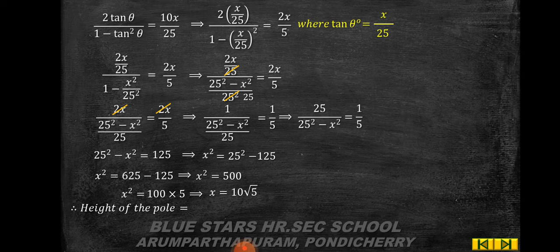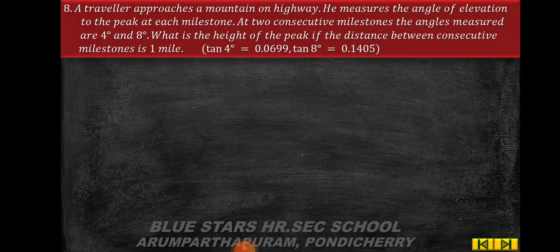Therefore, the height of the pole is equal to 10x. Now we find the value of x is equal to 10 root 5. So 10 into 10 root 5, which is equal to 100 root 5. Therefore, the height of the pole is 100 root 5 meter.